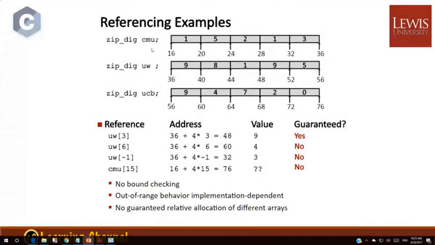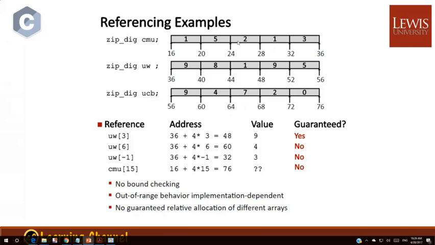For a referencing example, this is the school zip code example. If we have UW of 3, counting 0, 1, 2, 3, that will give you 9. UW of 6, counting 0, 1, 2, 3, 4, 5, 6, will give you 4, but there is no guarantee because it's out of bounds. It depends on the compiler. UW of minus 1 will give you 3. Again, there is no guarantee. CMU of 15, counting 1, 2, 3, 4, 5, 6, 7, 8, 9, 10.